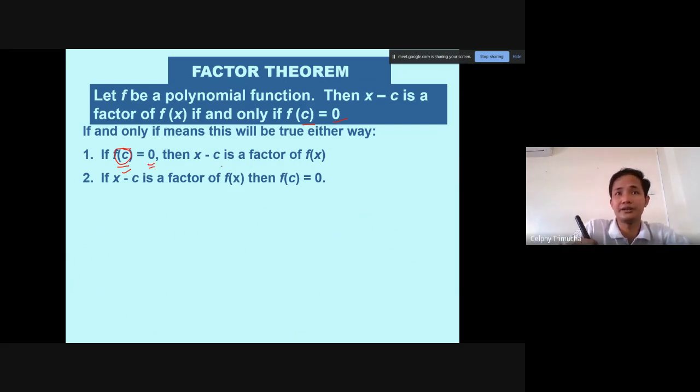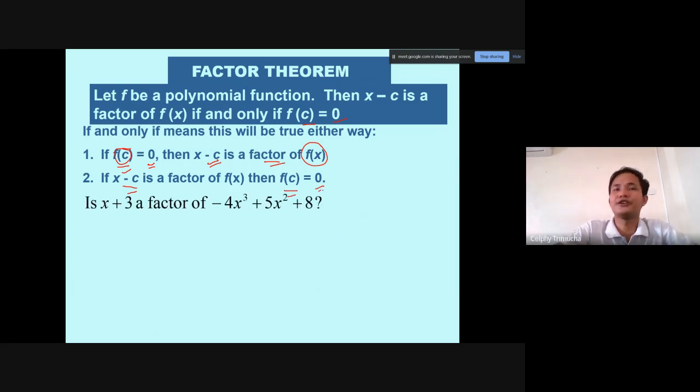Then that means if the given function is a factor of the equation. Or else, given a factor, then the function of c will be equal to 0. Okay, so how, sir?